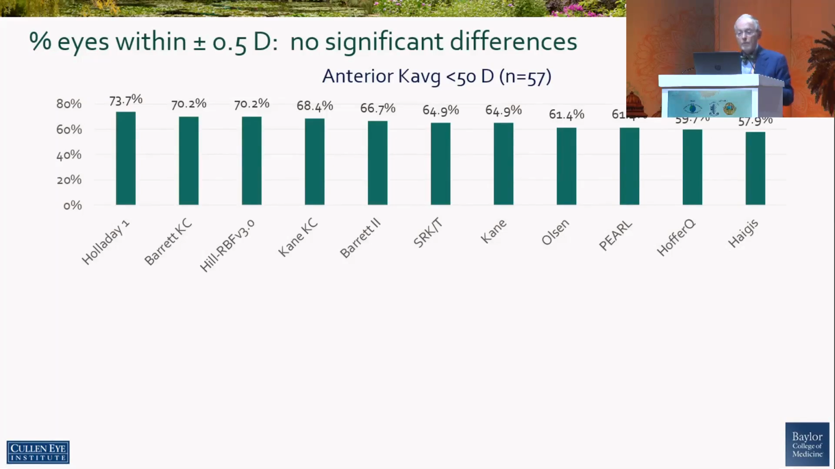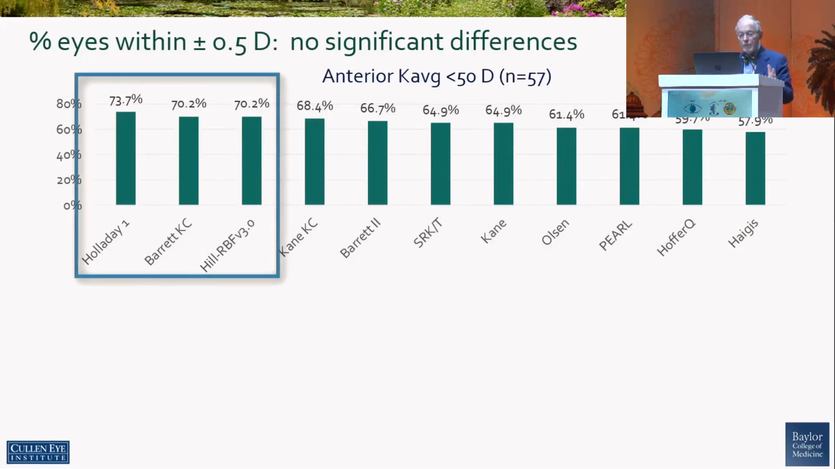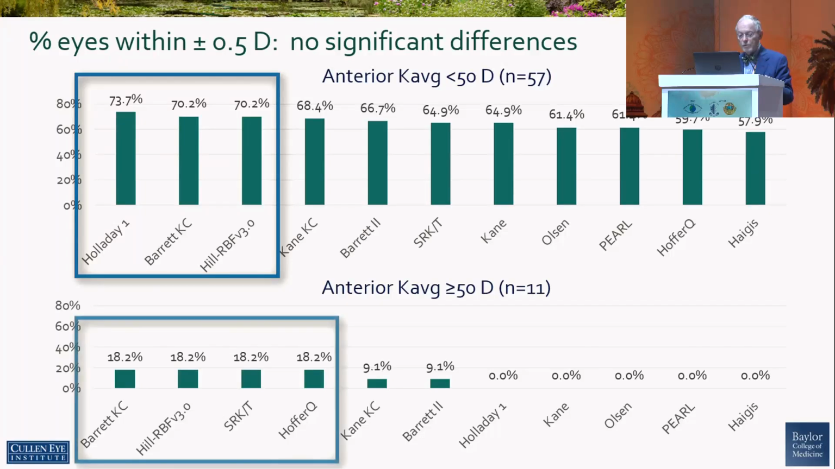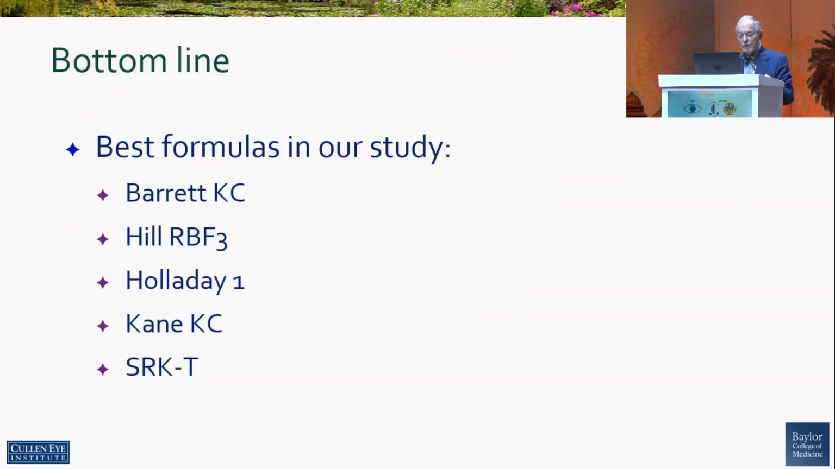And if the K readings were less than 50, we were getting about 70% within a half diopter target. If they're over 50, less than 20%. So there seems to be a big change around 49, 50. And of course, those are the corneas that have a lot more irregularity in their topography. And these are the best formulas in our study.